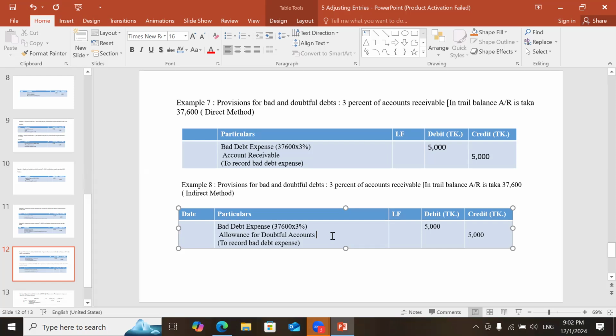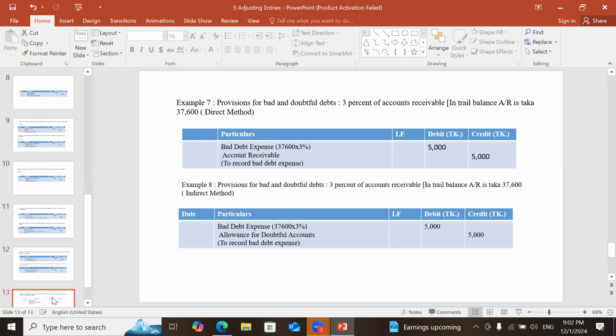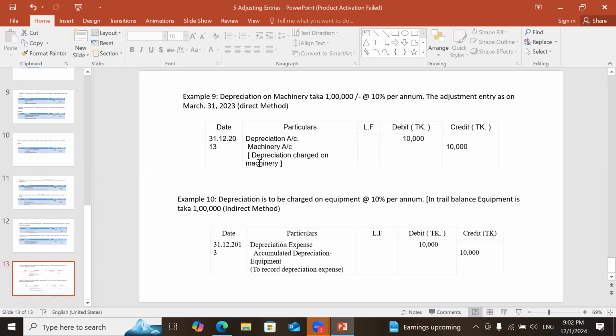Okay, yes sir, now clear. And last one, depreciation. Depreciation, same two methods, direct method and indirect method. Depreciation on machinery taka 1 lakh or 100,000 at the rate of 10% per annum. The adjusting entry as on 31st March, direct method.